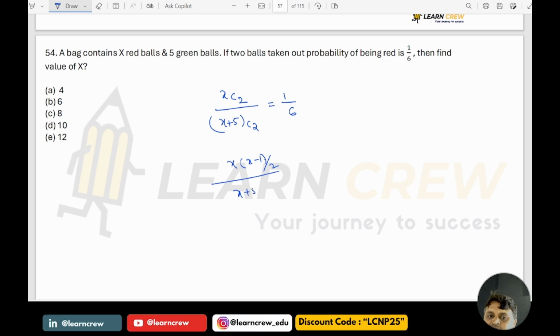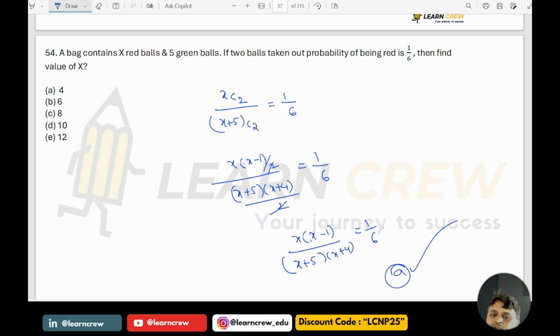So here x plus 5 into x plus 5 minus 1, which is x plus 4 by 2. The 2s cancel. So I can say x into x minus 1 by x plus 5 into x plus 4 is equal to 1 by 6. What value of x is going to satisfy this? If I take the first option A, x is 4: 4 into 3 is 12, 9 into 8 is 72, and 12 by 72 is 1 by 6, which satisfies. That's why the answer is option A.